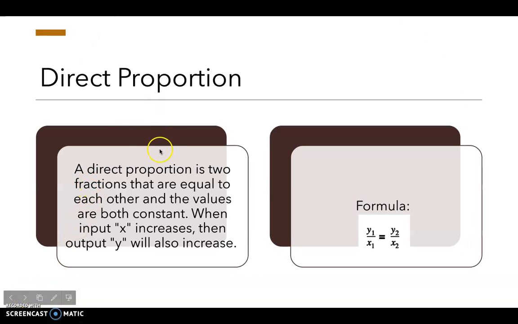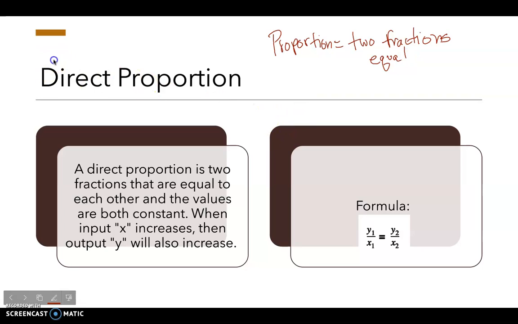Alright, so the first thing is we're going to talk about a direct proportion. A direct proportion is when two fractions are equal to each other and the values are both constant. Well, we know what a proportion is, right? It's when two fractions are equal to each other.